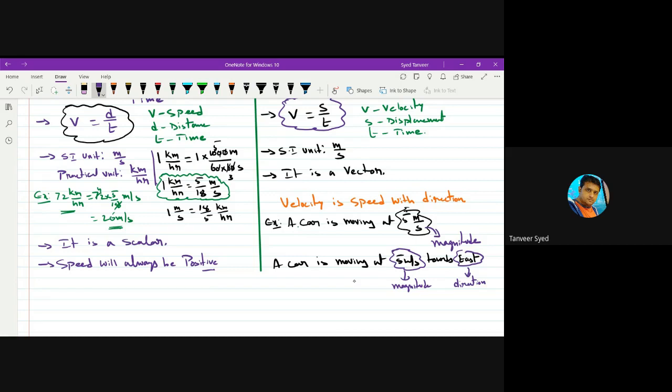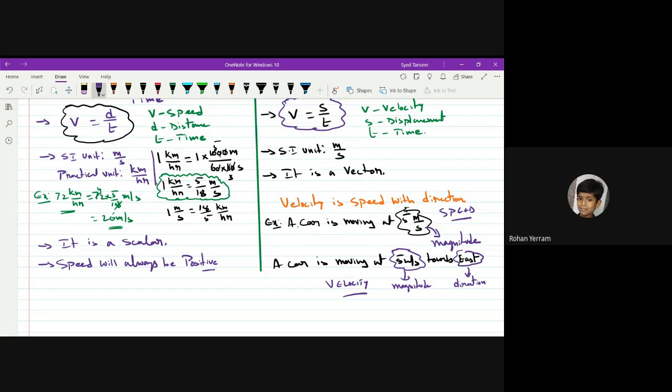So, what is the difference between the first statement and second statement? The first statement gives you only magnitude. That's what we call speed. The second statement gives you magnitude and direction also. So, this is velocity. 5 meter per second towards east is velocity. Only 5 meter per second is speed. Is the difference clear, sir?